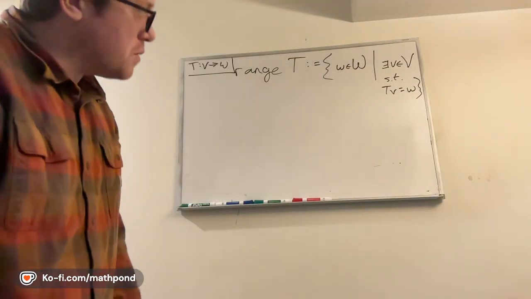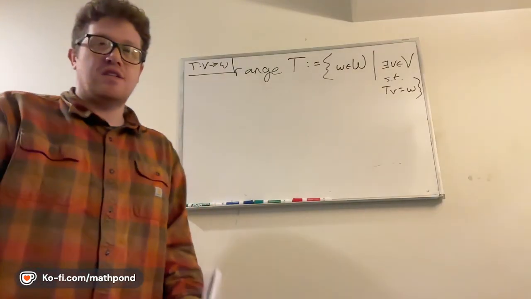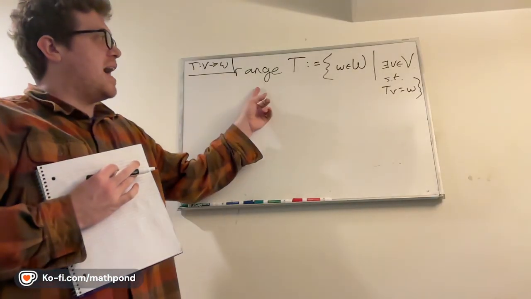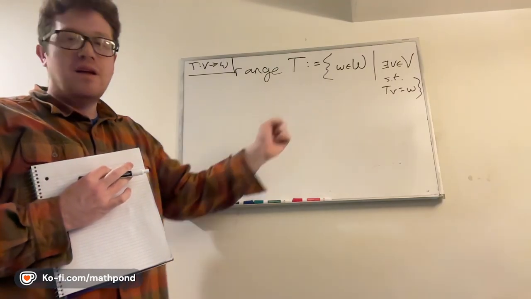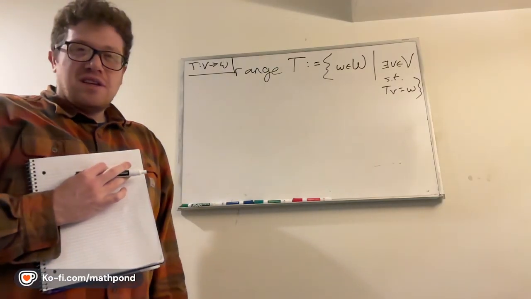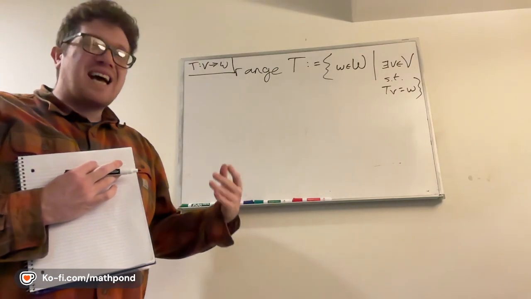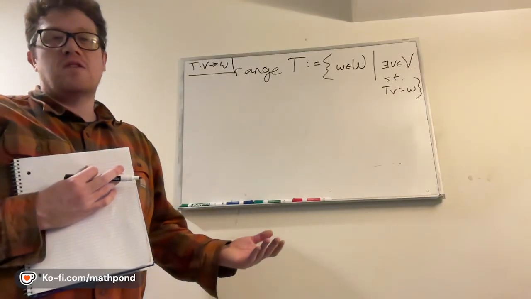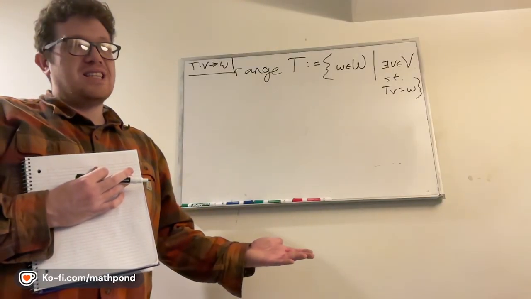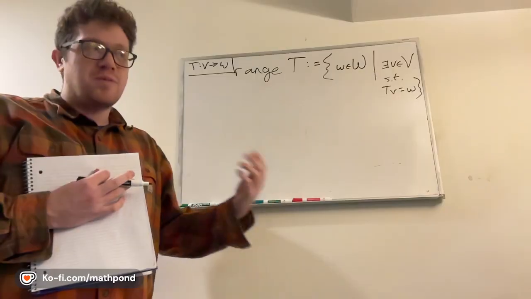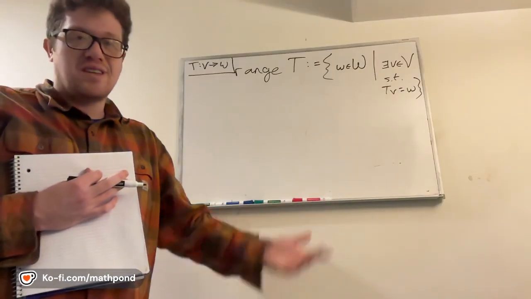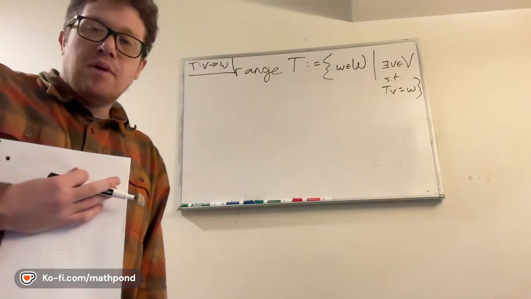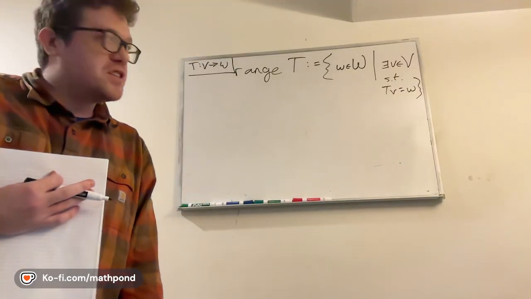Yeah, range equals image. You'll see in some books they'll write Im T, or if you have a matrix, it'll be Im A. Essentially, it's the same thing, or if it's not exactly the same thing, the idea is similar. For matrices, it's not literally the image of the matrix, but it's the image of the linear map given by multiplication by the matrix. But yeah, range is just the image of the map.